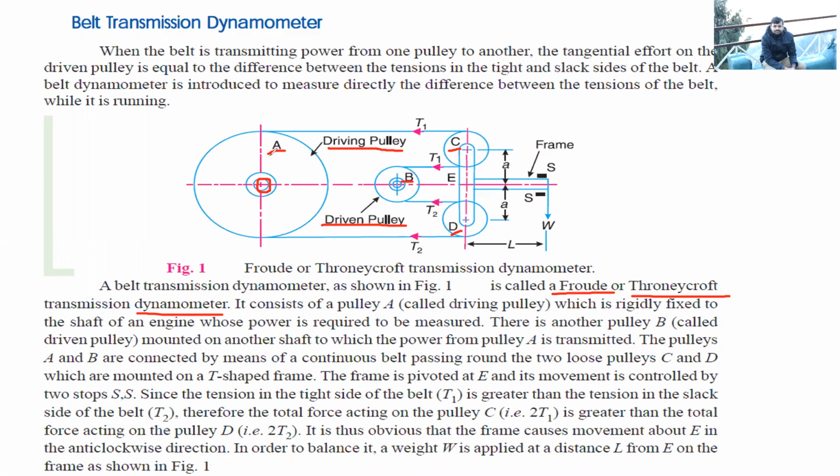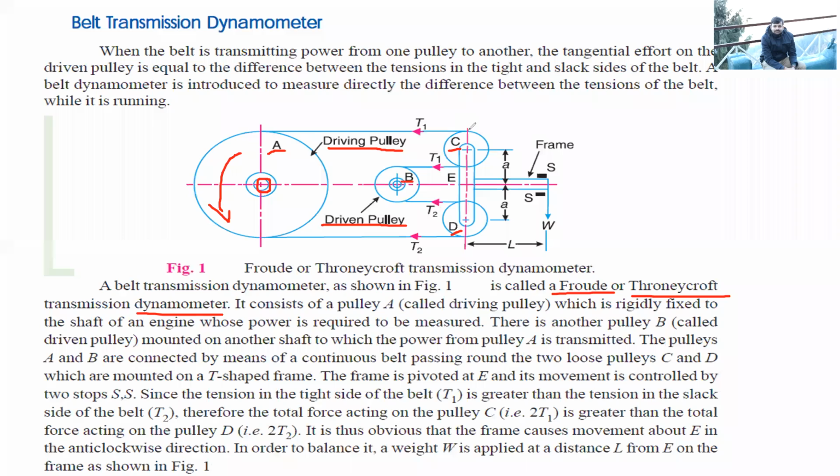All right. So what will happen? Let's say it is rotating in anti-clockwise direction. When this is rotating in anti-clockwise direction, these two pulleys, the C and D pulleys, are the intermediate pulleys. So there is a single belt which is going through all these pulleys. Let's say it is rotating in anti-clockwise direction.